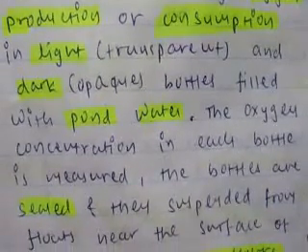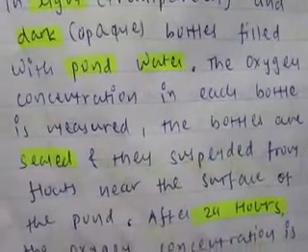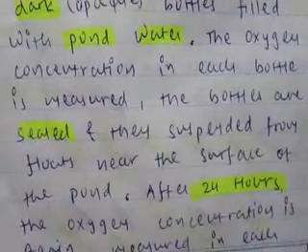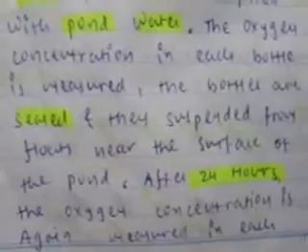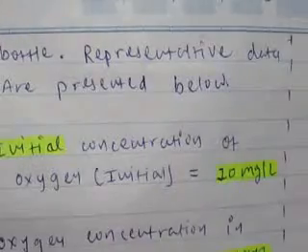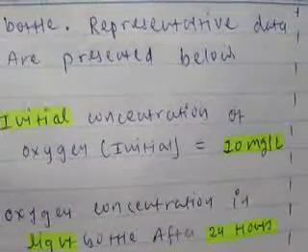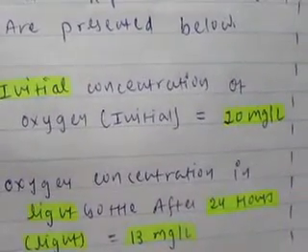The bottles are sealed and then suspended from floats near the surface of the pond. After 24 hours of incubation time period, oxygen concentration is again measured. Based on this information, representative data is given below. Initial oxygen concentration, that is 10 milligram per liter, is given.